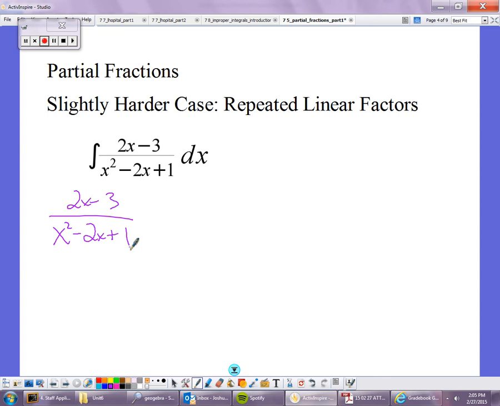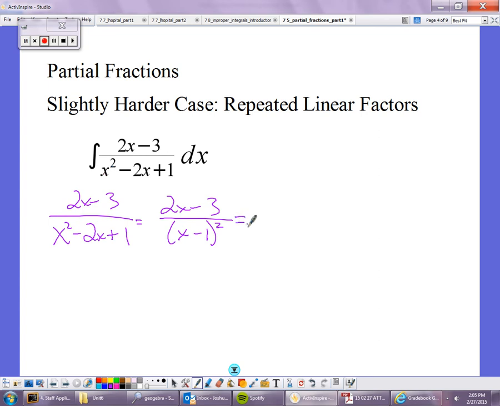And I can split that up. I know that x squared minus 2x plus 1 is just x minus 1 squared. Now I want to split this up into two fractions. I'm going to write it right here: 2x minus 3 over x minus 1 squared. I've completely factored the denominator, but I have the same factor twice.